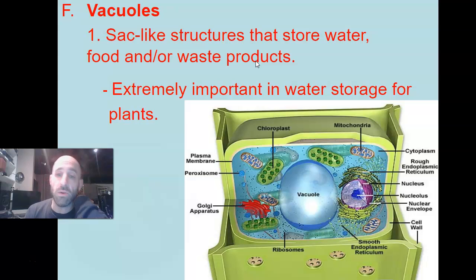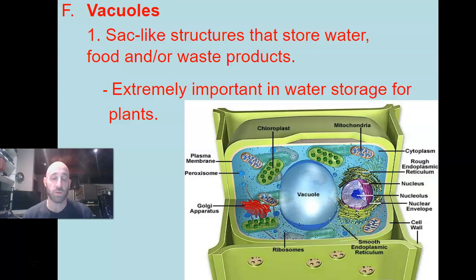Vacuoles. So vacuoles are very similar to lysosomes, but instead of being full of digestive enzymes, they're just storage. That's what they are. They're there for storage. Often they store water. That's one of the main things they store. They store food particles. So vacuoles are going to be found throughout the cell. They're small membrane-bound organelles, and their job is they are just there for storage.